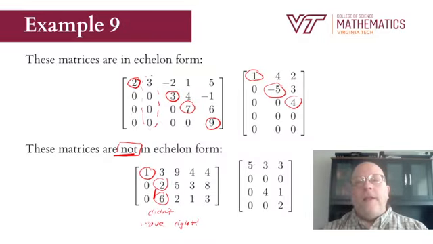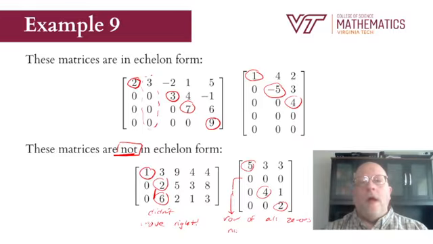And this is not in echelon form because there's a row of all zeros that's not at the bottom.